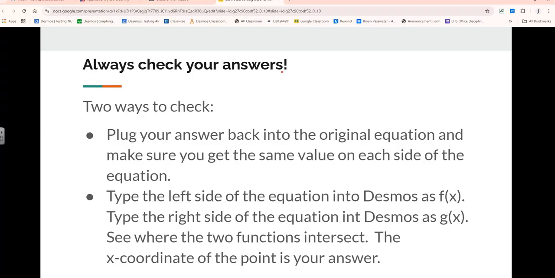It's because of the nature of what you're doing here. Your logarithms can't have negatives on the inside of the logarithm, so you can get a negative answer, but you can't have negatives on the inside of a log, so you have to check for these. So you can either plug your answer back into the original equation and make sure you get the same value on each side, which is what you've been taught since Math 1. Just plug that number back in. Or we could use Desmos to check by graphing them, like we have done on other problems. So you always want to check these, and I will try to practice what I'm preaching here by checking the ones that we do here.